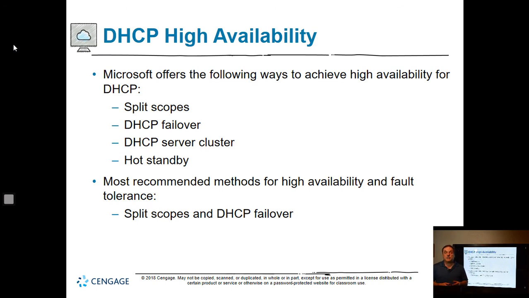Another way is to split the scopes. So basically, you've got two scopes. One is maybe 192.168.1, and it covers addresses 50 to 100. And the other server covers addresses 101 to 150. So if one server goes down, then the other server picks it up. And then the third way is DHCP failover. You can create failover inside the server itself using the failover option. So 3 different ways to accomplish the same thing.